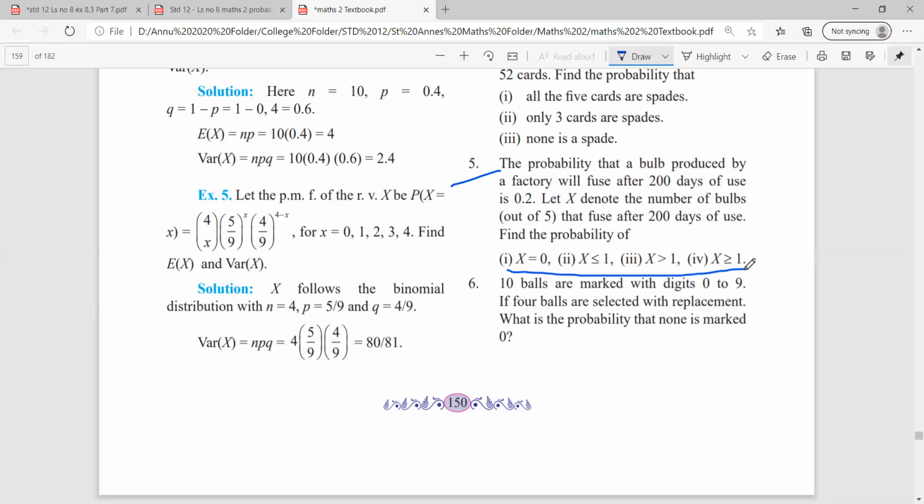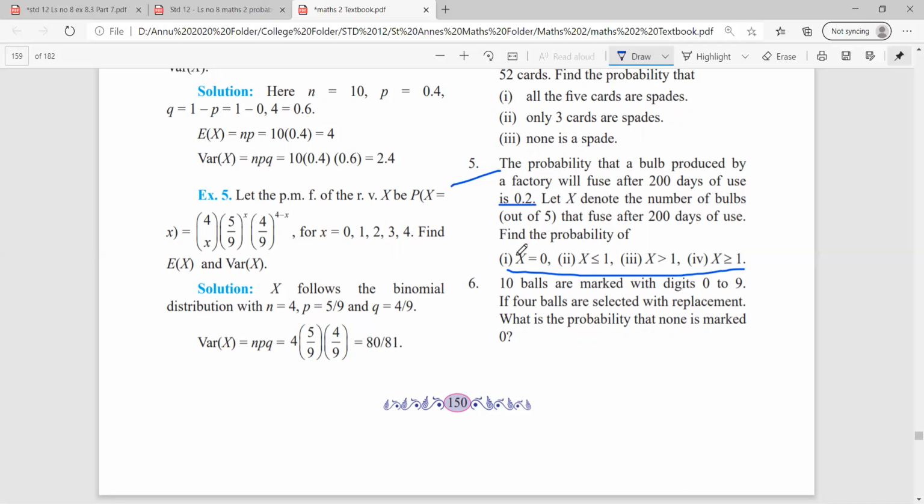So again class, we'll first find out the 3 alphabets N, P and Q. So total number of bulbs is out of 5. So can I say N is equal to 5? We'll take success that the bulb which is used will fuse after 200 days. So they have already given you the probability to be 0.2. Now as you know the value of P, you can find the value of Q by putting the formula 1 minus P. So 1 minus 0.2, you will get the value of 0.8 to be Q.